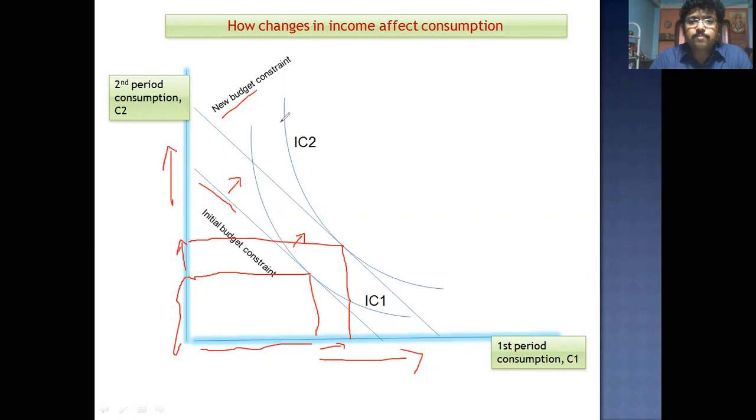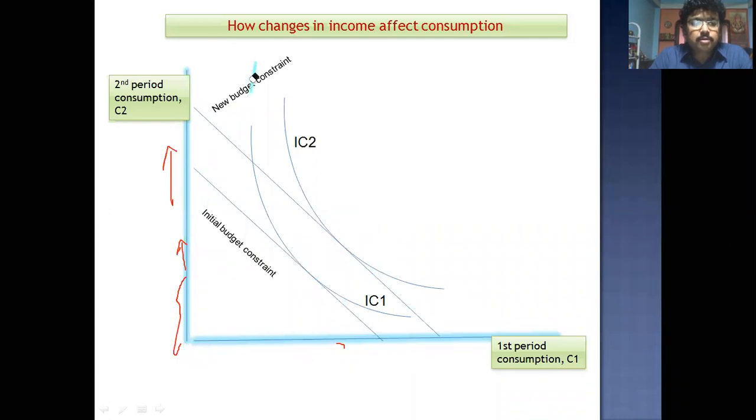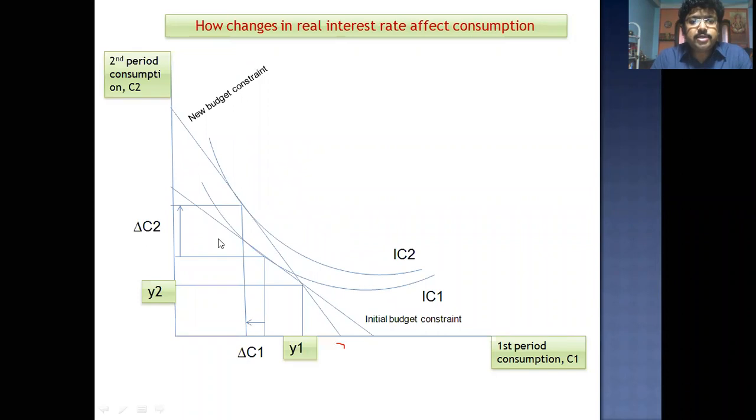Okay, so now I am erasing all this marking. Now look how changes in real interest rate affect consumption. This situation is depicted in this diagram. Here, along the vertical axis, we measure the second period consumption, that is C2. Along the horizontal axis, we measure the first period consumption, that is C1. Now, suppose this is the initial budget line, and this is the indifference curve IC1.